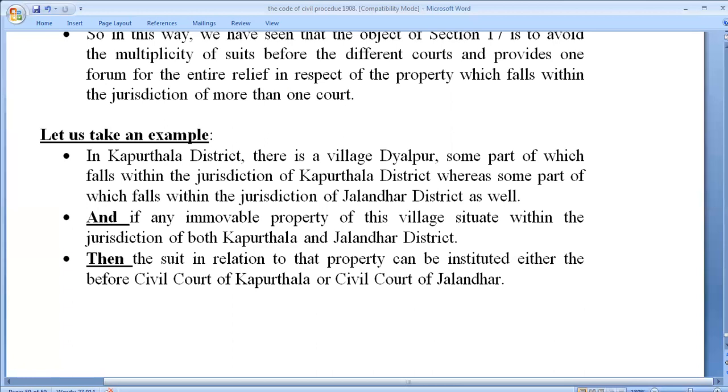The answer of this question is very simple. It can be instituted before any court. That means to say, if there is immovable property of village Dayalpur situated within the jurisdiction of both Kapurthala and Jalandhar district, and if any dispute arises in respect of that immovable property, then the civil suit in relation to that property can be instituted either before the civil court of Kapurthala or the civil court of Jalandhar. So in this way, we have completed our section number 17.